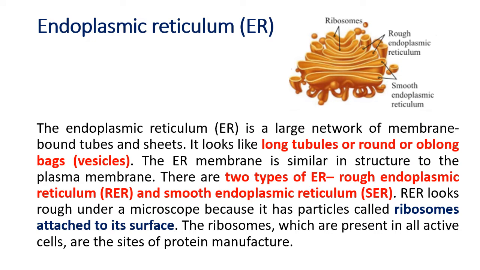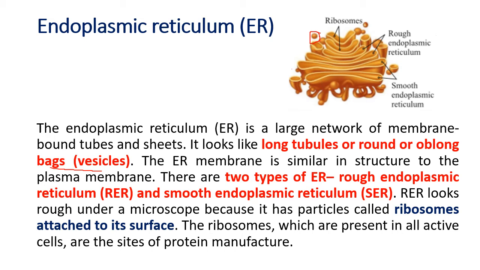The first organelle we do today is the endoplasmic reticulum. In the picture you can see it is a tube-like structure. The endoplasmic reticulum is a large network of membrane-bound tubes and sheets. Can you see it's hollow in between like a tube? It has long tubules or round or oblong bags called vesicles. So these round dots you can see are the vesicles.